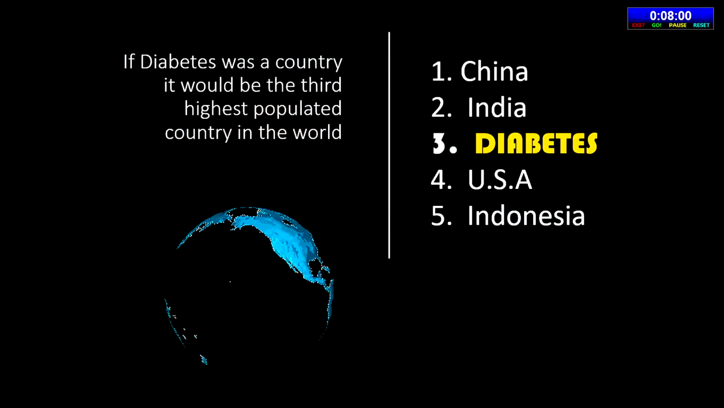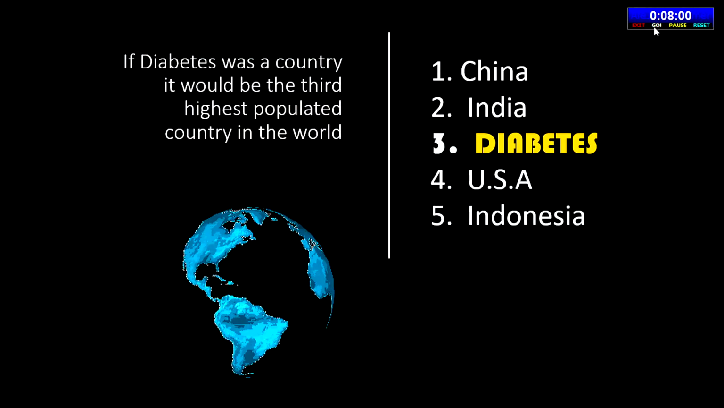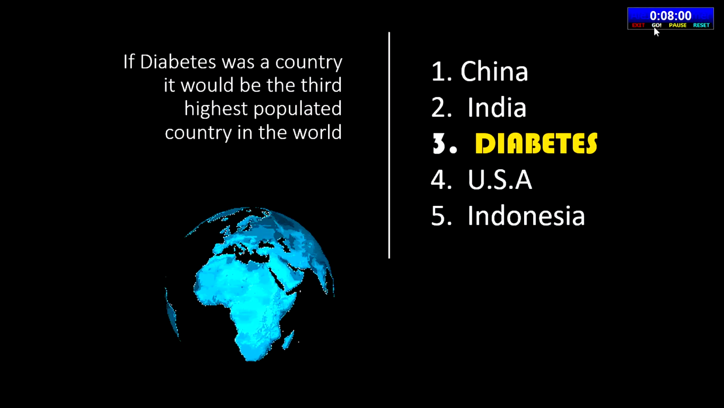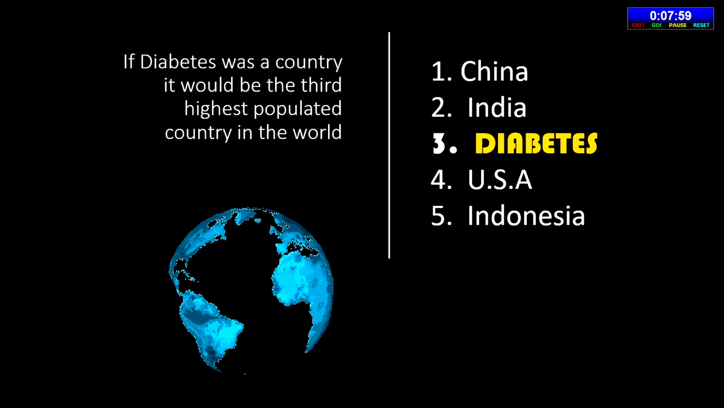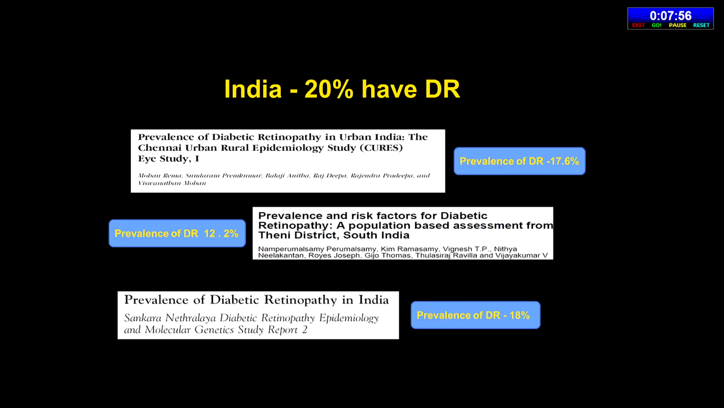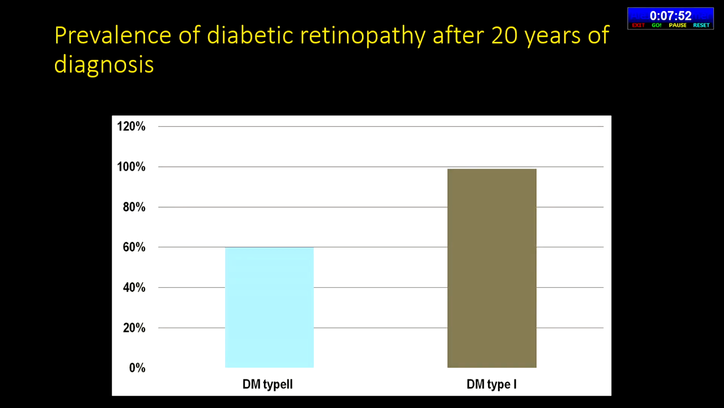I'll just be covering diabetic retinopathy, not cataract with it. So just a few pointers. We know that diabetes is now rampant in our country and over the world. If diabetes was a country, it would be the third highest populated country in the world. In India, 20% of all diabetics would have some amount of diabetic retinopathy.